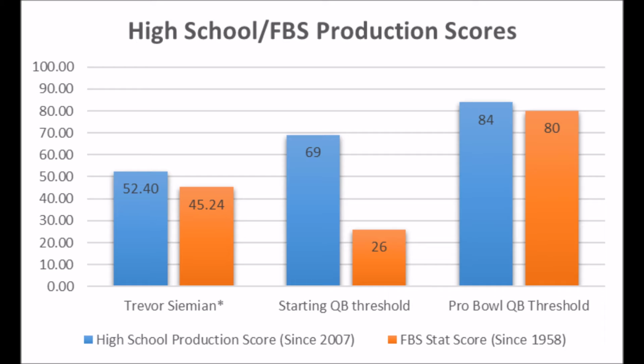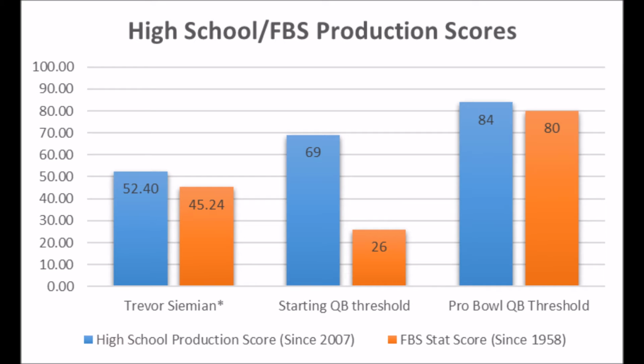And long-term starter also means 64 starts or more in their career. So Trevor Siemian, from the very get-go, does not look like someone who will reach 64 starts in his career based on his high school data. On top of that, his FBS stat score is 45.24 out of 100.